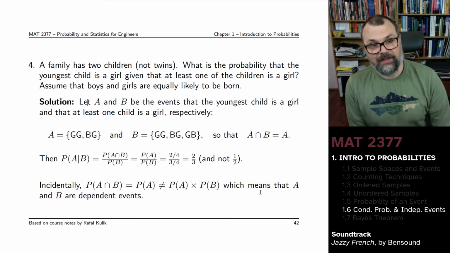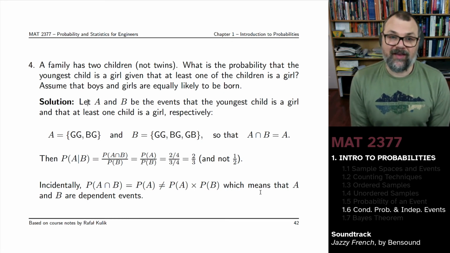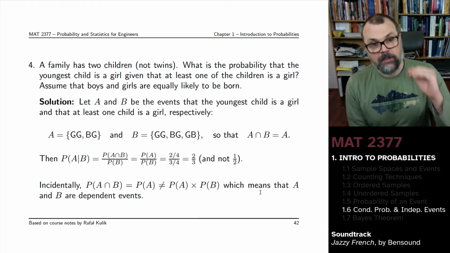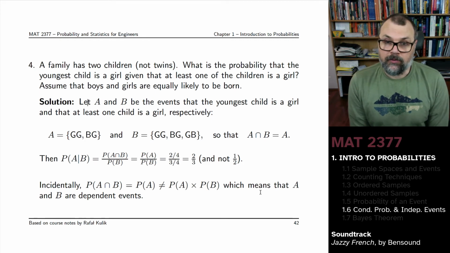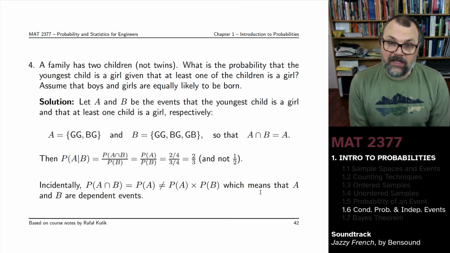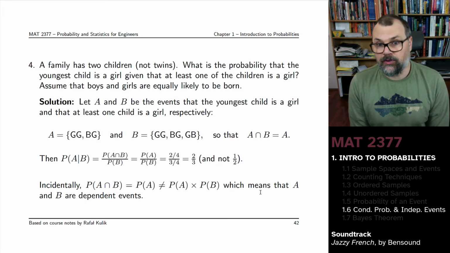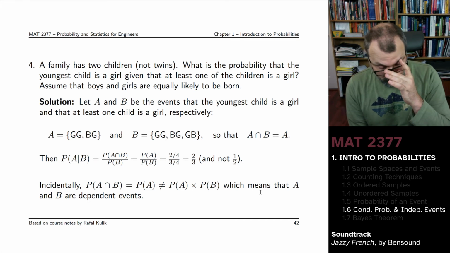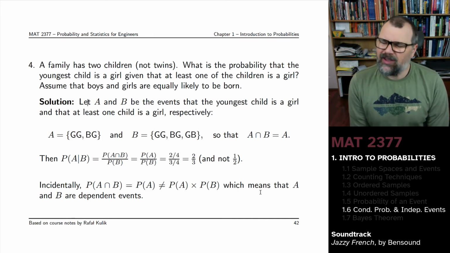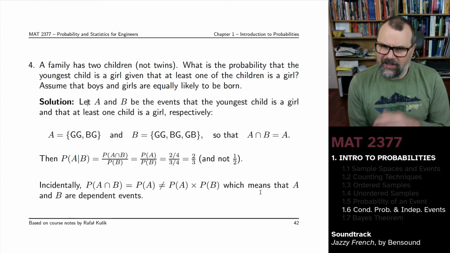Well, here's another classic example. Assume that a family has 2 children and you're told that they're not twins. So there's a youngest kid and an older kid, or oldest kid. What's the probability that the youngest child is a girl if you know that at least one of the children is a girl? Here we'll assume that in this universe, boys and girls are equally likely to be born. I don't think that's quite the case in reality, but let's say it's a 50-50 split.